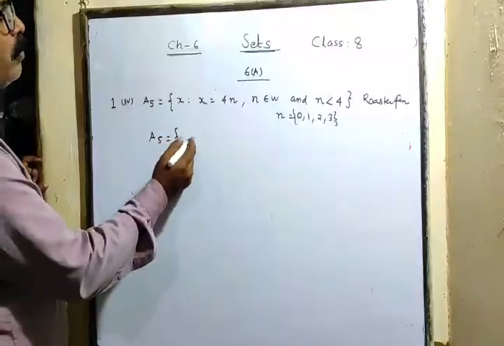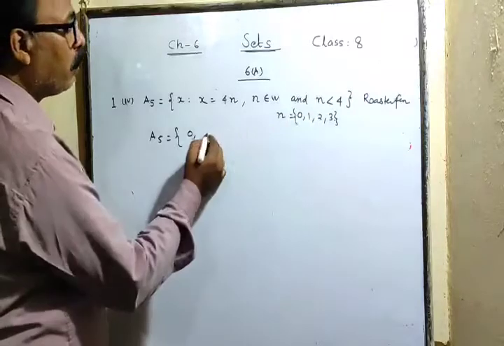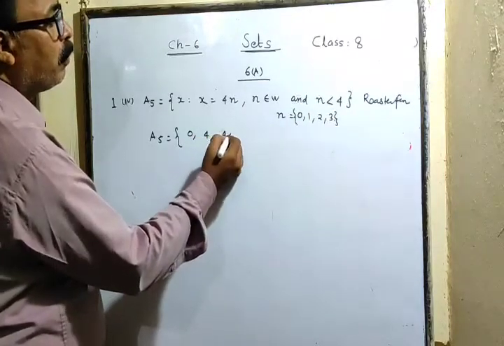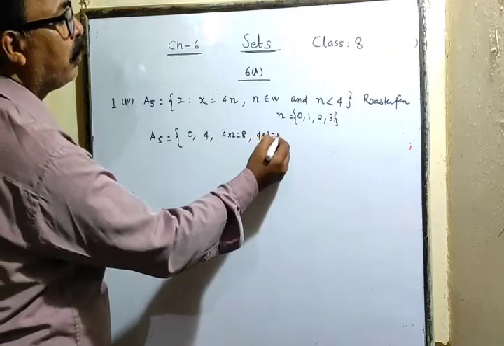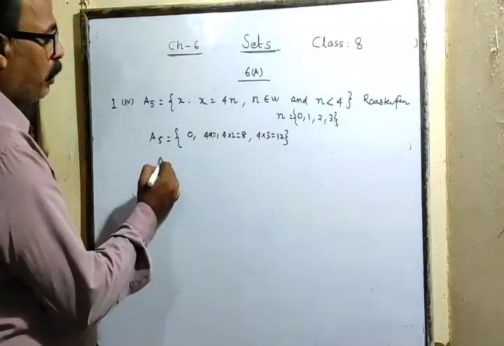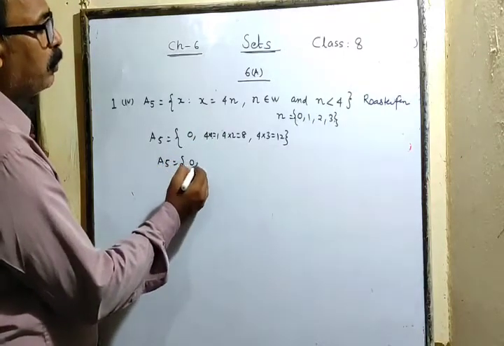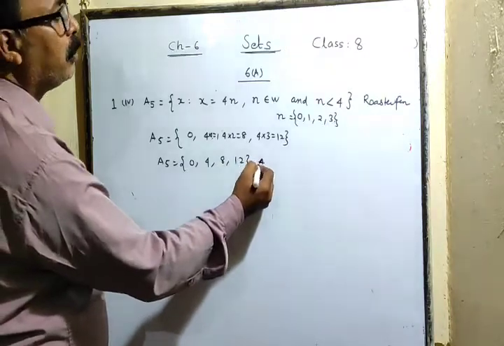So A5 will be equal to 4 into n. 4 into 0 is 0, 4 into 1 is 4, 4 into 2 is 8, 4 into 3 is 12. So A5 will be equal to {0, 4, 8, 12}. This will be your answer.